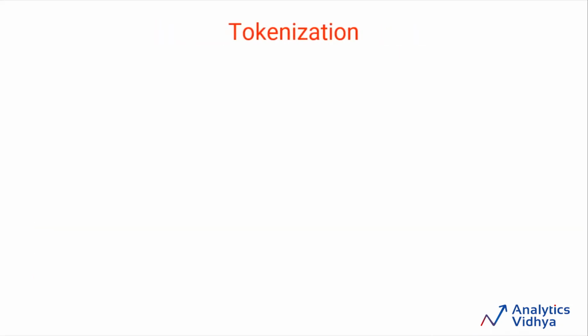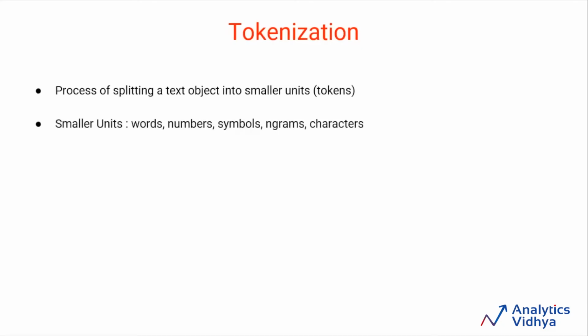Let's discuss tokenization. Tokenization is a process of splitting a text object into smaller units, which are also called tokens. Examples of tokens can be words, numbers, n-grams, or even symbols.